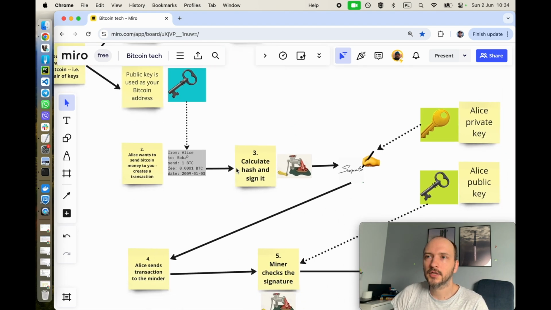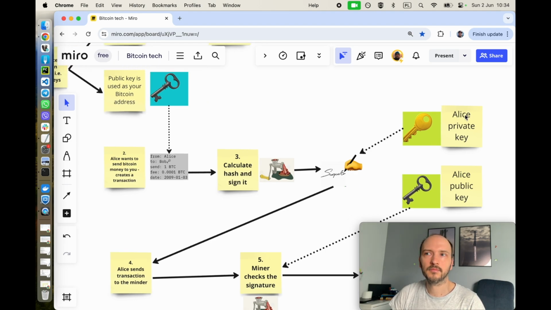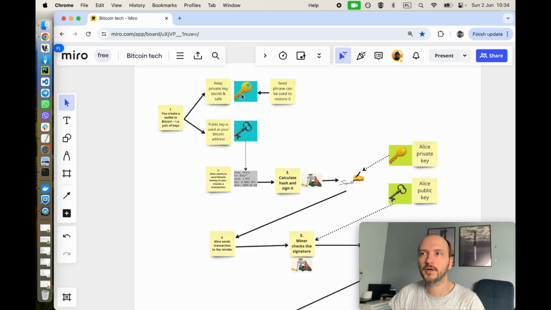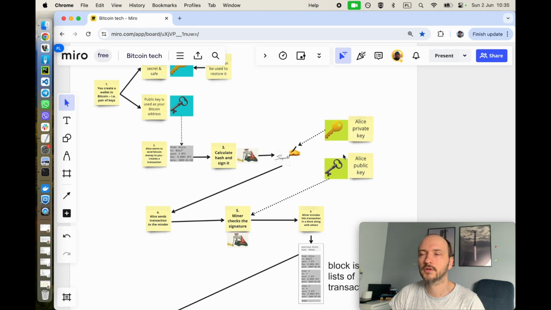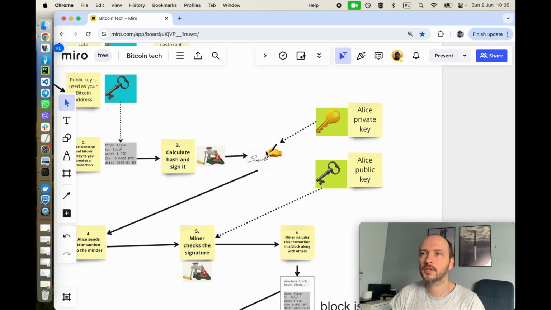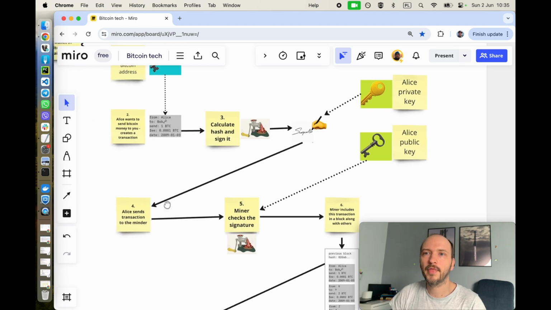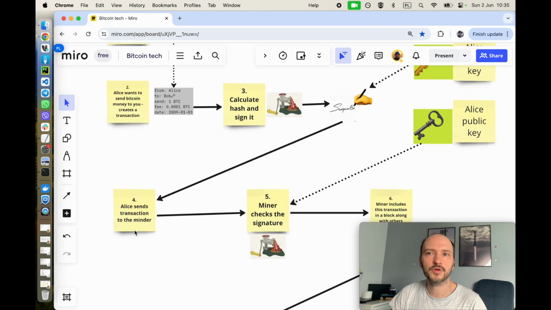Then her application calculates the hash of the transaction in the same way as we saw previously during signature creation. So we calculate the hash. The hash is signed using Alice's private key. So here is your pair of keys, and here is Alice's pair of keys. So she uses her private key to sign the transaction, and then Alice sends the transaction to a miner.